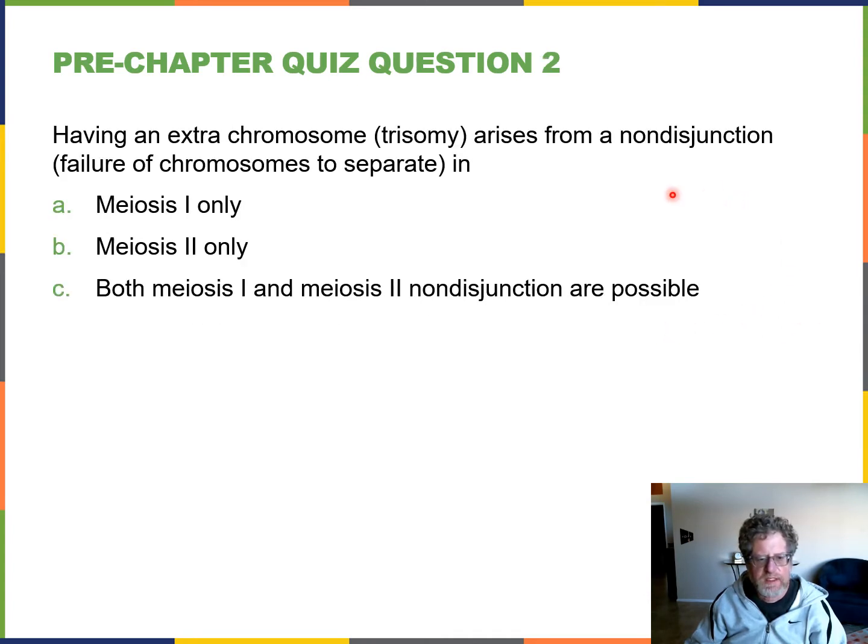Okay. Having an extra chromosome, a trisomy, arises from a non-disjunction, failure of chromosomes to separate. Okay, so the correct answer is non-disjunction events leading to trisomies are possible in both meiosis 1 and meiosis 2. Apparently, people who have studied it say meiosis 1 is more common. It's more common that homologous pairs fail to separate rather than sister chromatids. But certainly, meiosis 2 non-disjunctions occur as well.